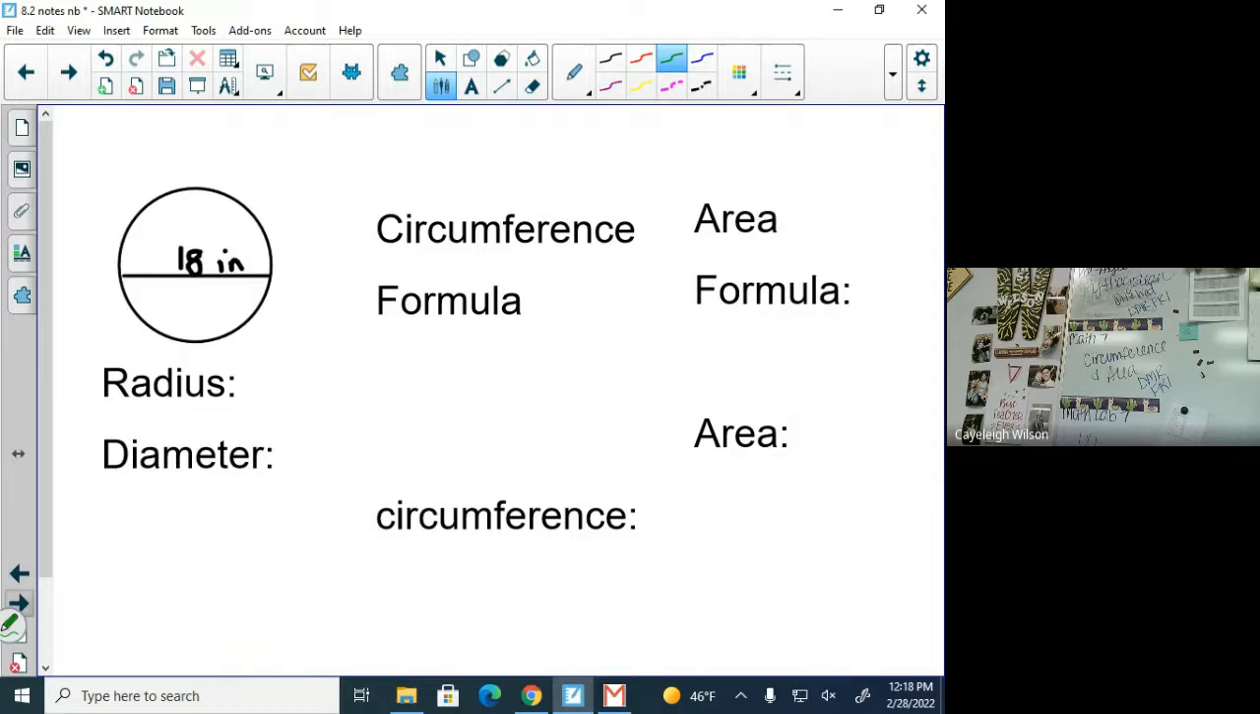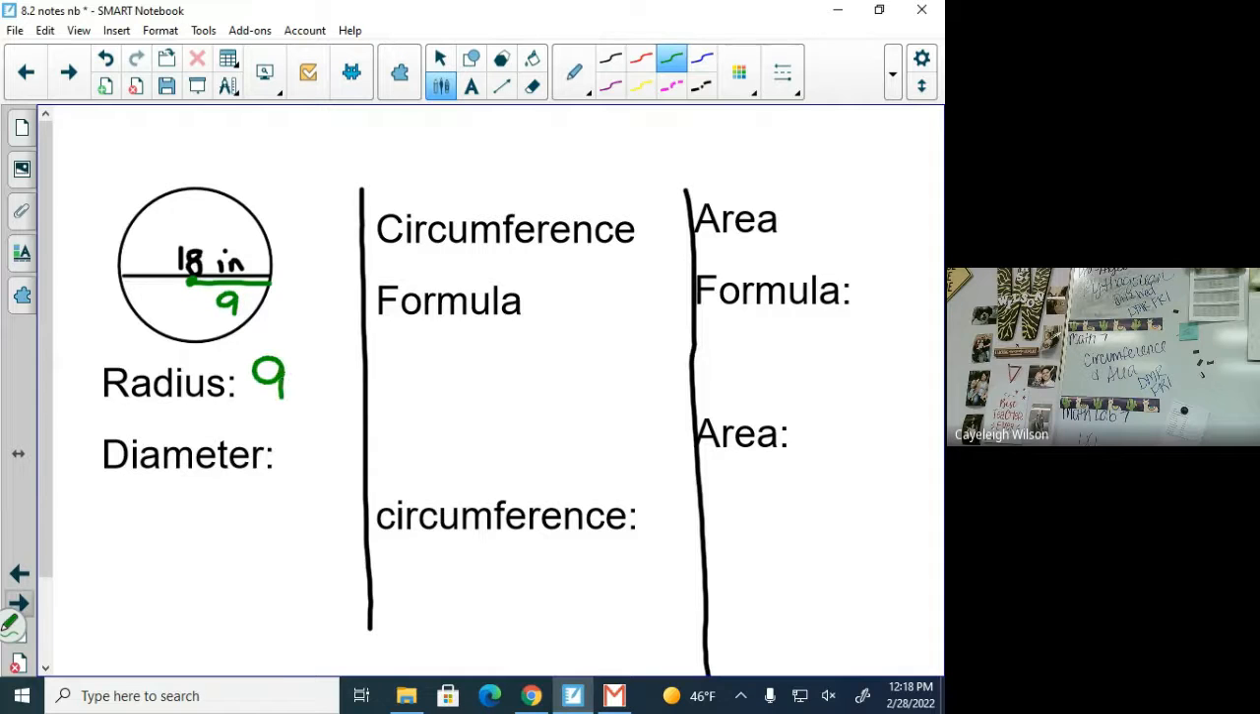There are 3 columns to this. There's this one, and then this one. So the first column wants to know what the radius is and what the diameter is of this circle. So Eli, what's the radius? 9, because I know that 18 divided by 2 is 9, right? And the diameter is 18.